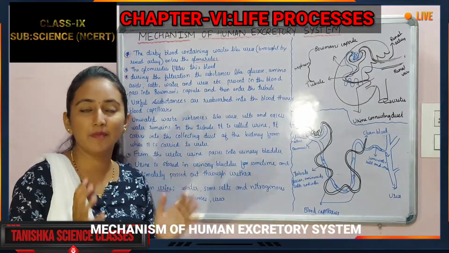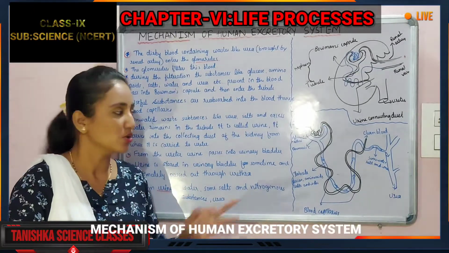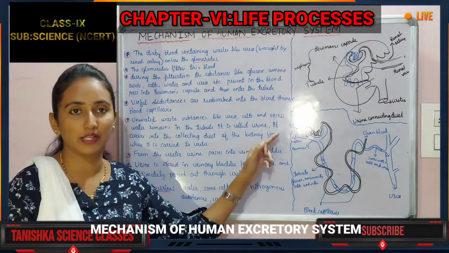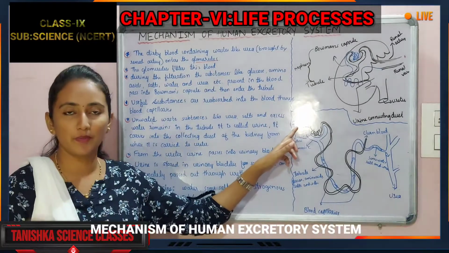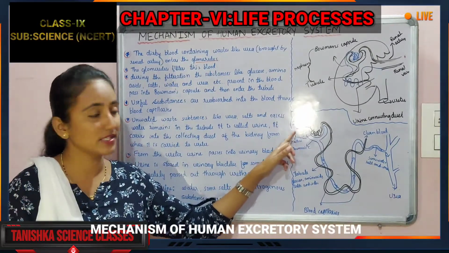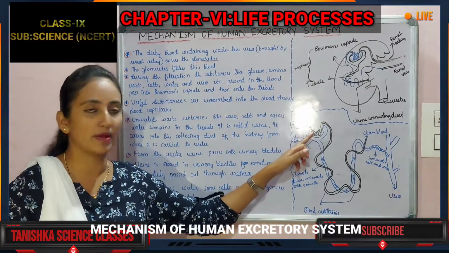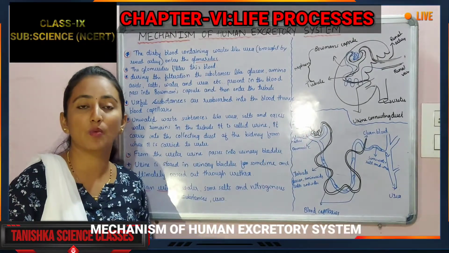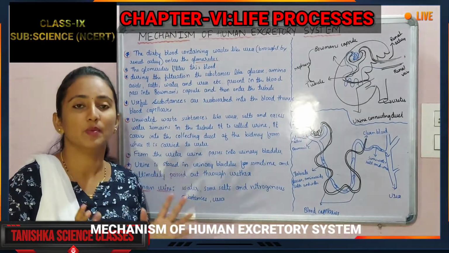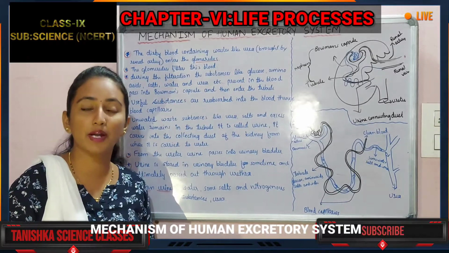It contains a bundle of capillaries. Blood will enter the artery, then it will be connected to the capillaries. So now blood has entered the glomerulus. In the glomerulus, what happens? Blood will be purified. So how will blood be purified?